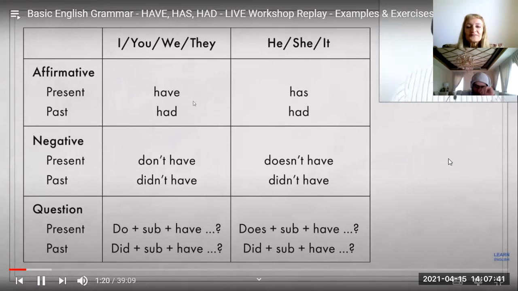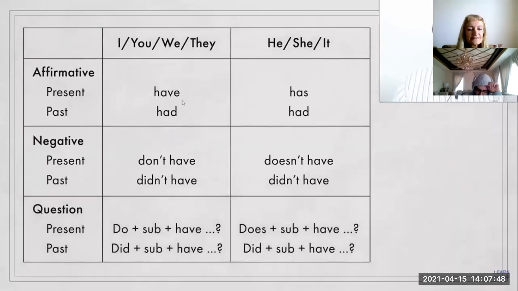Yes. Now, what you see on the screen is the full chart with all the rules you need to know for this verb. Now, this chart is also available in the file that you can download from the link in the description. So you can see here that we have three sections. The first section deals with affirmative sentences. Affirmative just means positive. So affirmative sentences are positive statements. The second section is about negative sentences, and the last section deals with questions. We'll go over all of these rules, but for now, to understand the basics, we're just going to focus on the first section, affirmative sentences. Remember that affirmative just means positive statements.